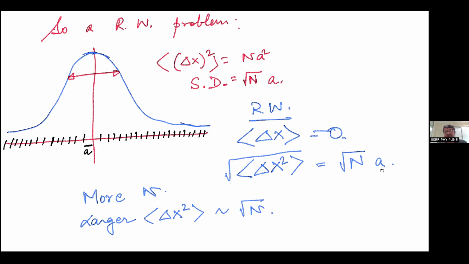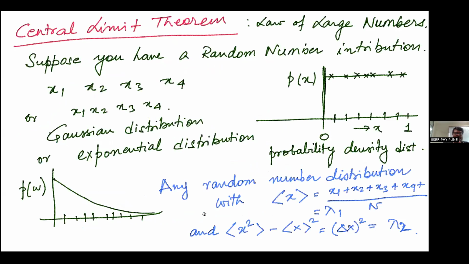So on an average, it is going to be found root n a away from the point it started. These things I have already discussed. Now that is random walk. That's what I want to talk about, random walk, a bit more.